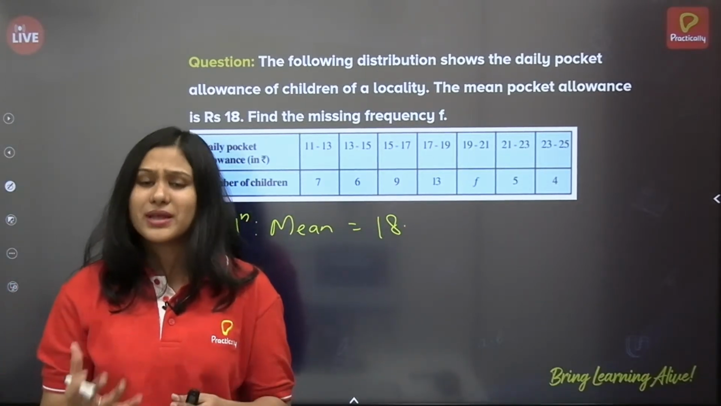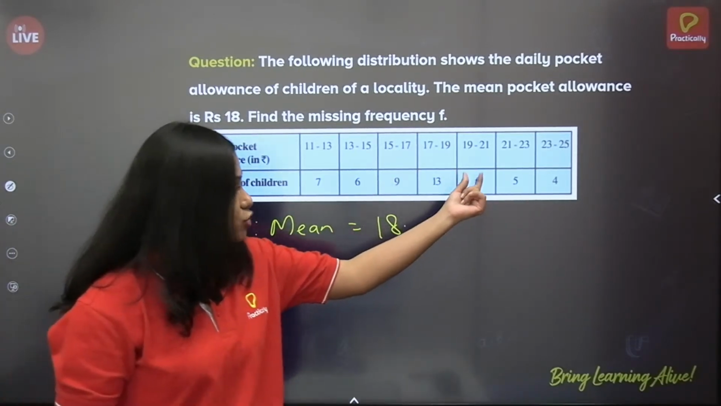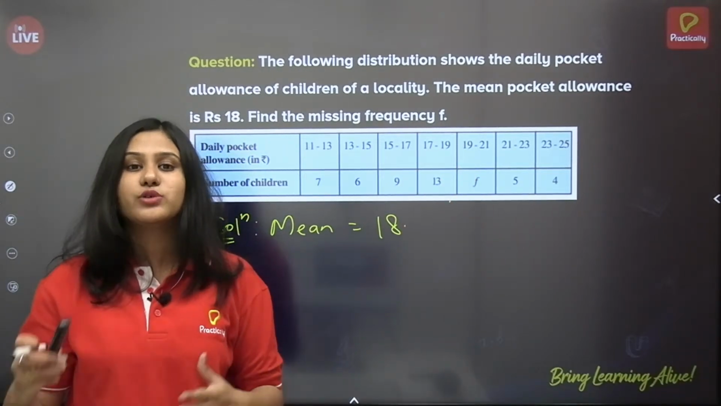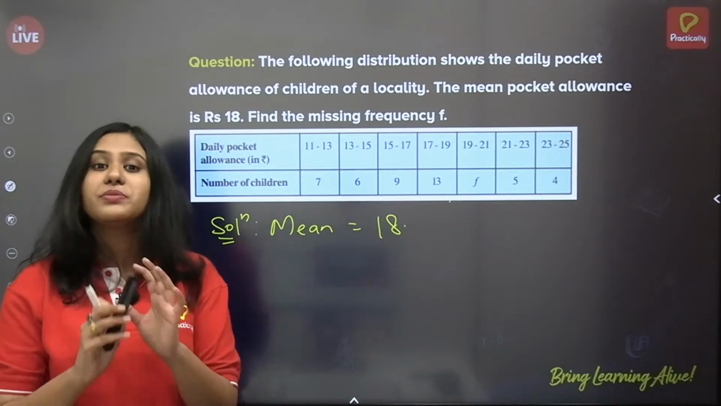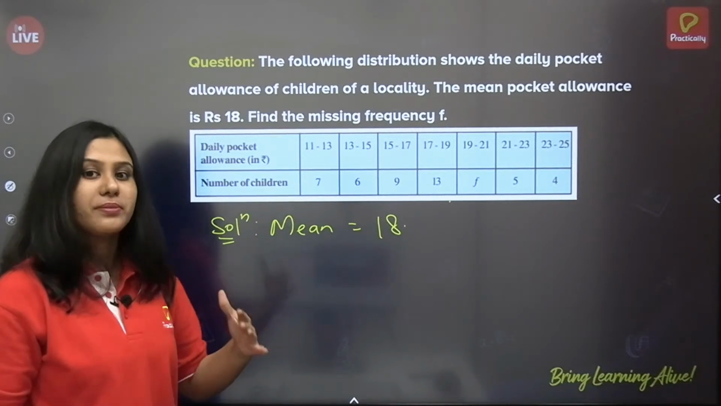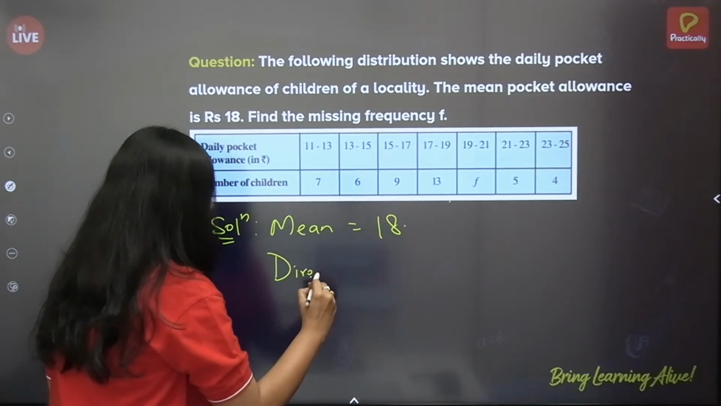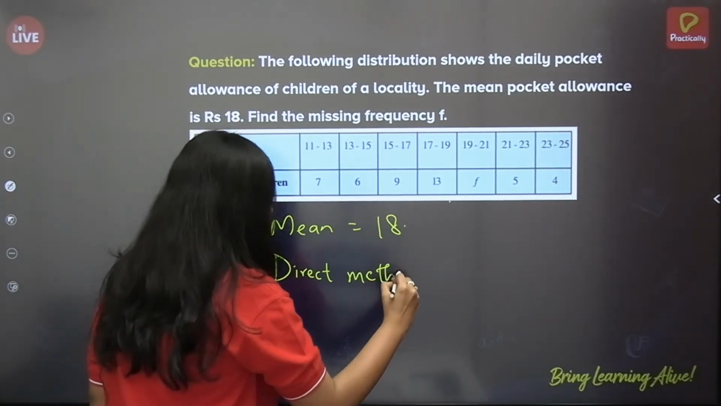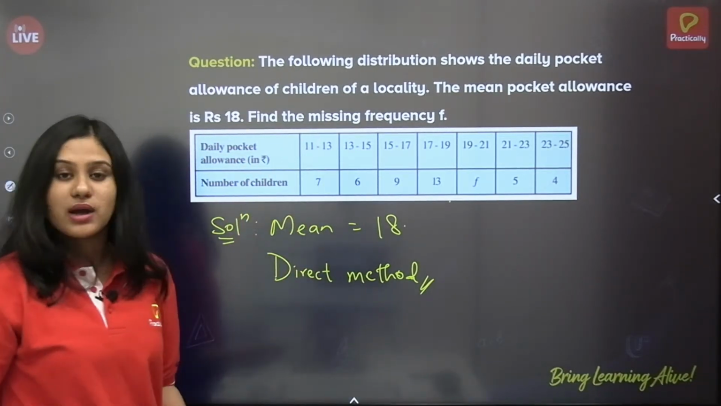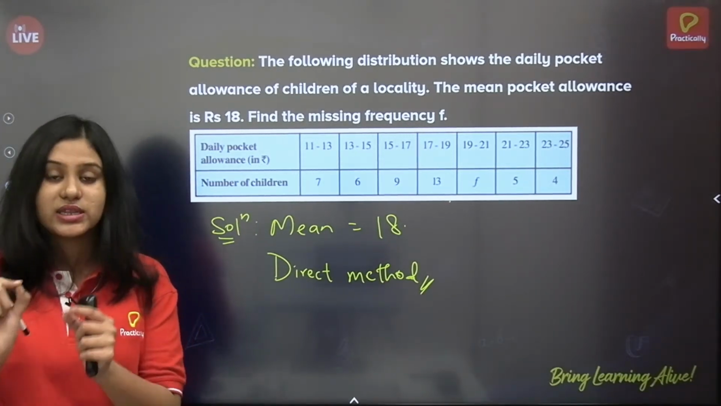So what method is suitable? I will prefer the direct method because we actually don't know this value. If you don't know some frequency value, doing this di, xi, fi di would be very chaotic. So let us prefer the direct method. Now let us calculate the mean using the direct method. For that, what do we need? We need to find the class mark first, that is xi.